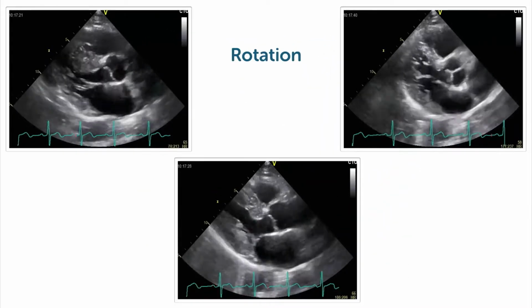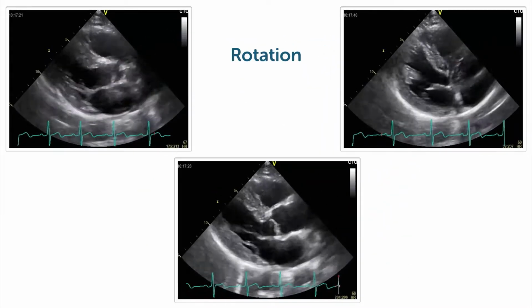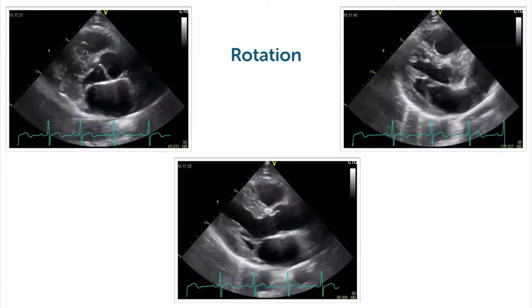And how does rotation affect the image? Well, we have two images on the top, left and right. We have an image where the probe is rotated counterclockwise. On the right, the probe is rotated clockwise. In both images, we cannot see the aorta in its full length, and the ventricle is closed.